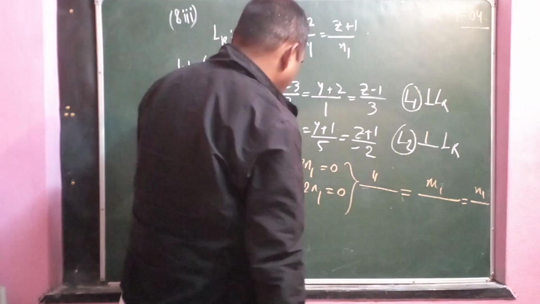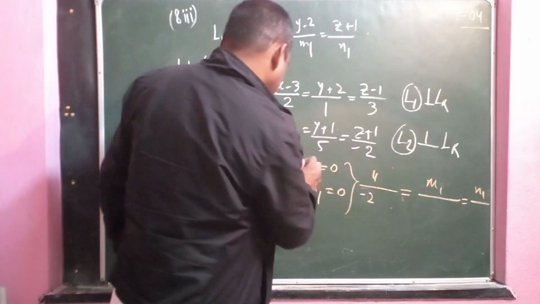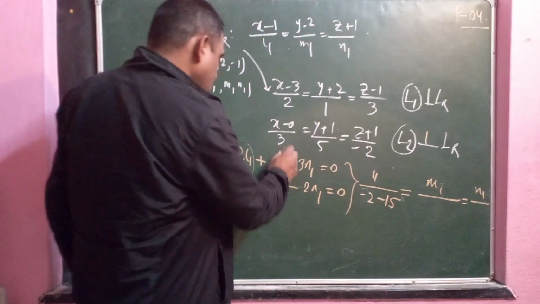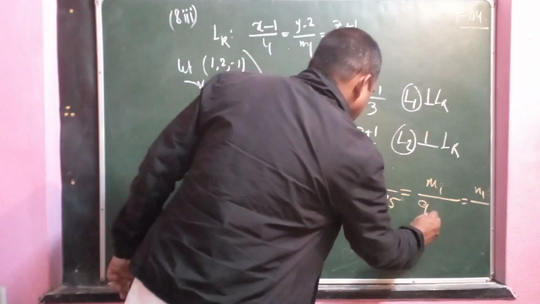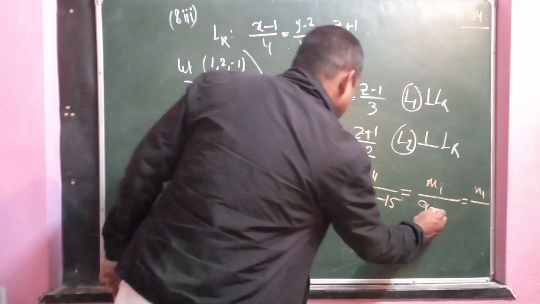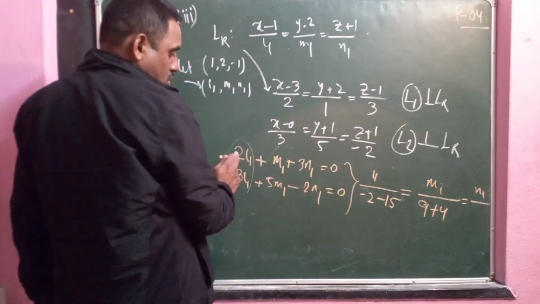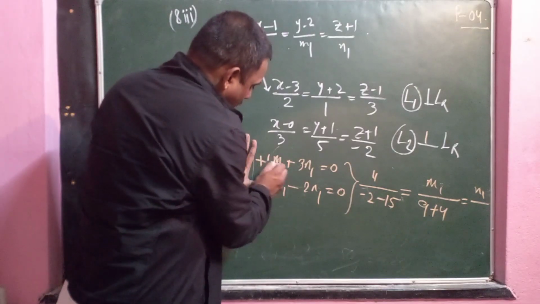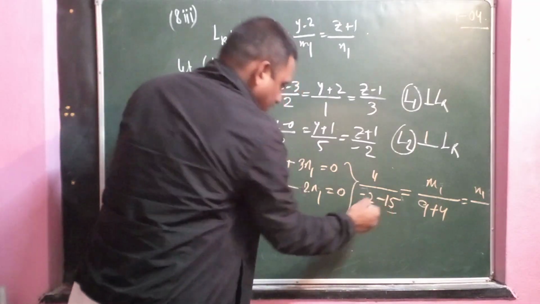1 into minus 2, 1 into minus 2 minus 2, minus 15. M1 from downward: minus 3 into 3, 9 plus 4. 2 into 2 minus 2. See, L1 close it. 1 into minus 2 minus 5 into 3, 15.